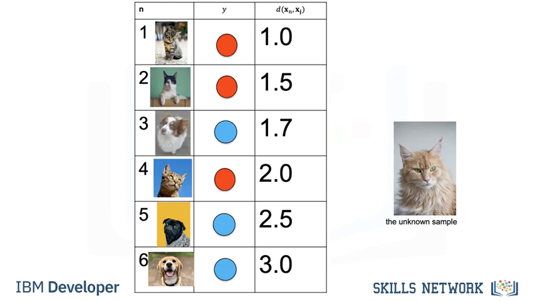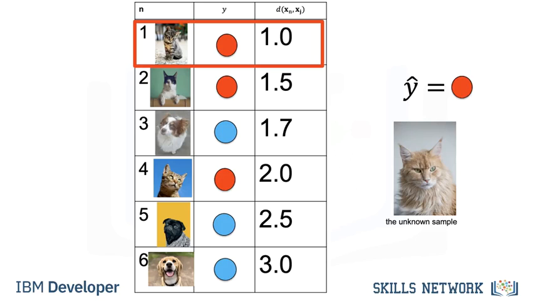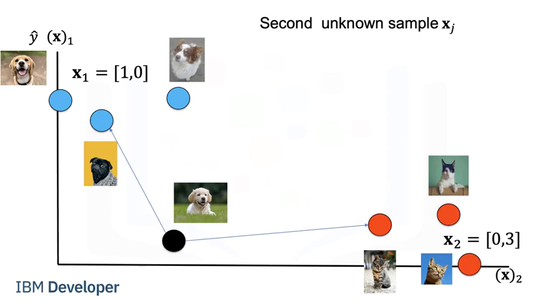We calculate the distance from our unknown sample. We find the nearest point or nearest neighbor. We assign the label to the unknown sample. We sometimes call this a model. KNN is simple to code yourself, or you can use a software package like sklearn. We repeat the process for the next unknown sample.